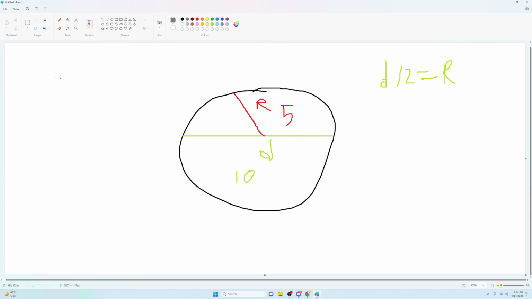Next rule, pi always equals 3.14 unless you're solving for it. If you need to use pi, it's going to be 3.14. Okay, so pi is 3.14.